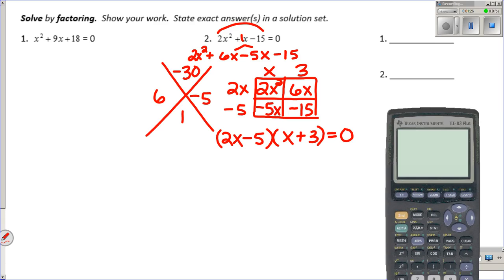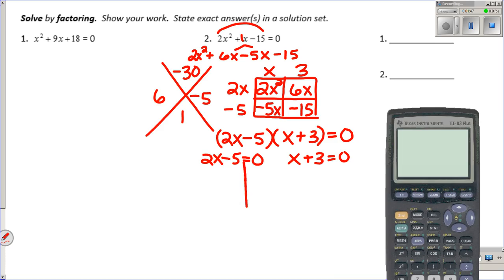We are solving, so we have to set each binomial equal to 0 and solve for x. We're saying that this product of 2x minus 5 times x plus 3 equals 0. So either our 2x minus 5 has to equal 0, or our x plus 3 has to equal 0.